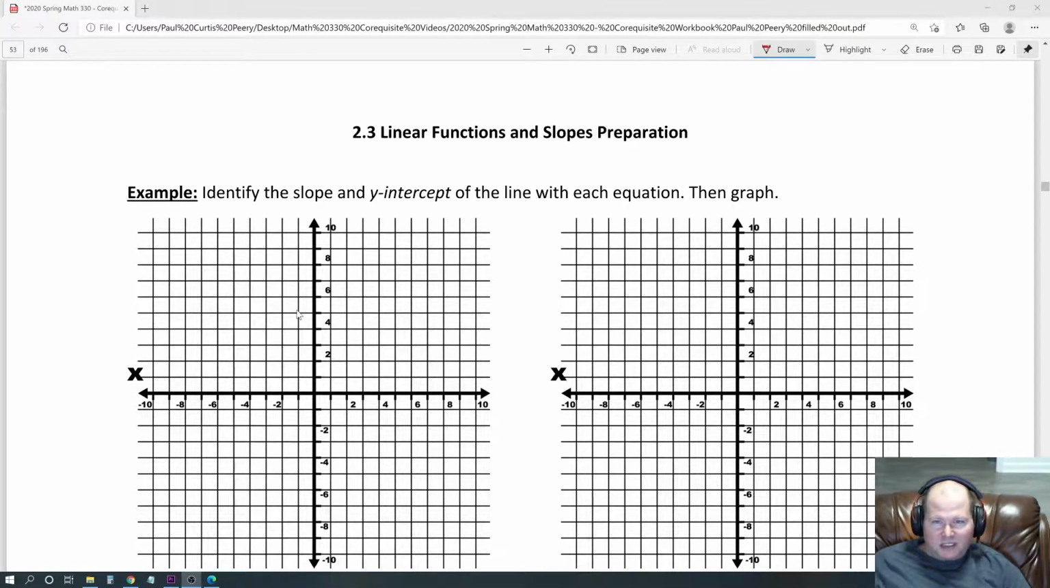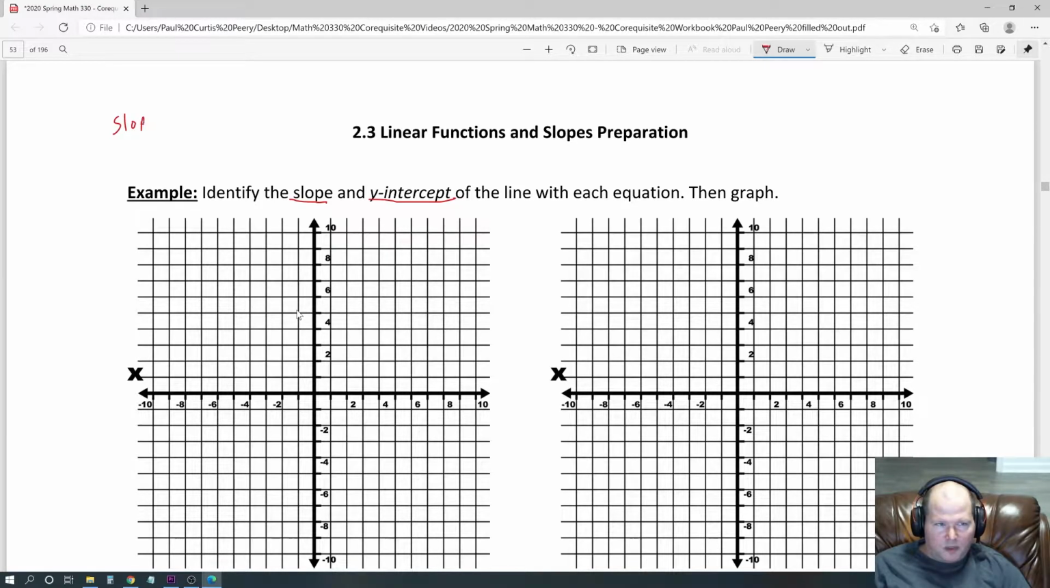2.3 Linear functions and slopes preparation. We want to identify the slope and y-intercepts of the line with each equation and then graph. Okay, so identify the slope and the y-intercept of the line with each equation. And then how do we do that? We do that using the slope-intercept form, right?